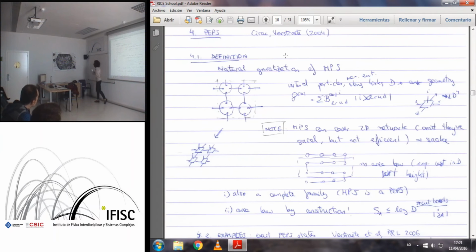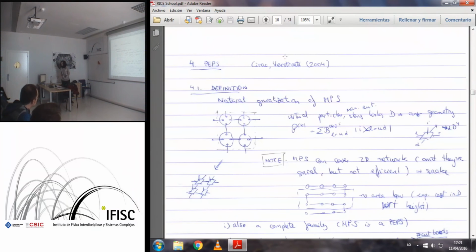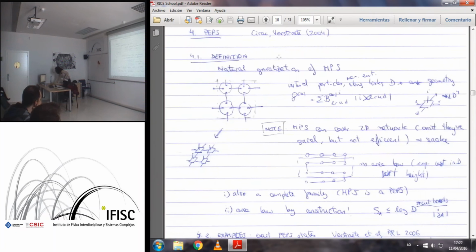The PEPS is a two-dimensional family which by construction satisfies the area law. And to see this, you just need to think of cutting out a part of the lattice and do exactly the same reasoning we did before for the one-dimensional case. How much entanglement do you have between this part and the rest? You just need to count the number of maximally entangled pairs that you cut. And the number of maximally entangled pairs, they are living on the boundary. So it just scales like the boundary. So by construction, it has an area law. Okay, this is one of the motivations.